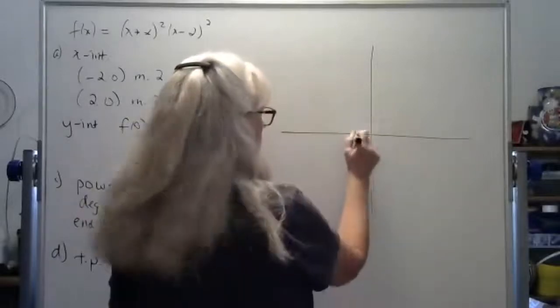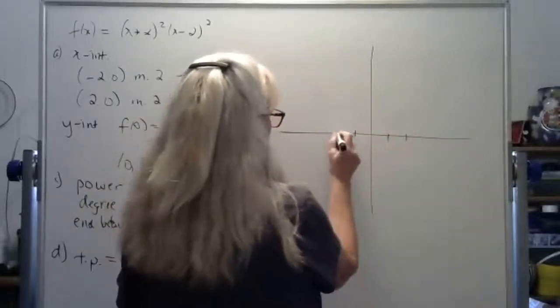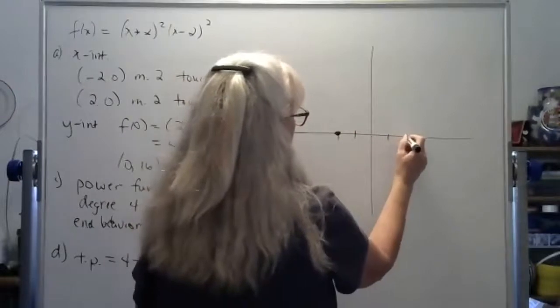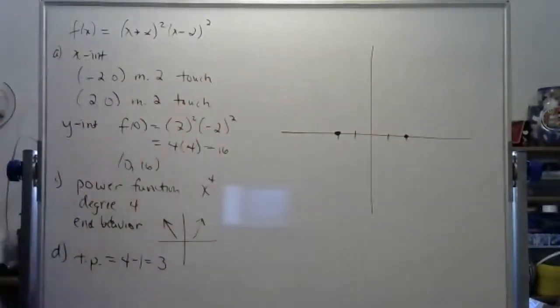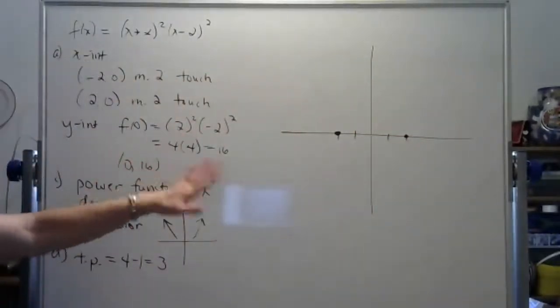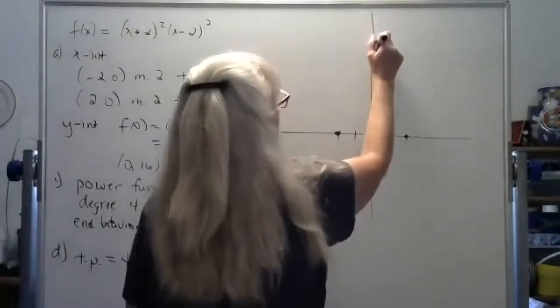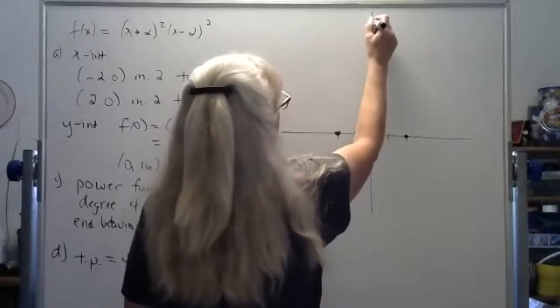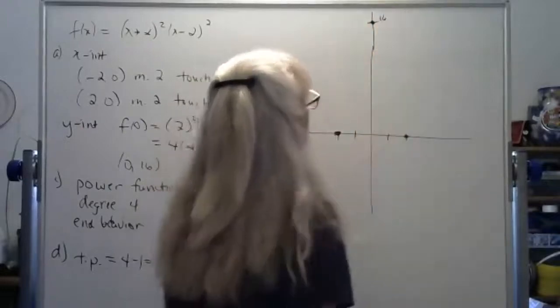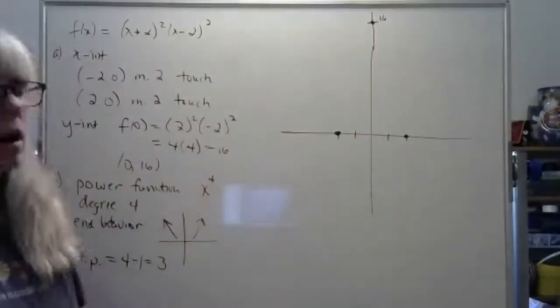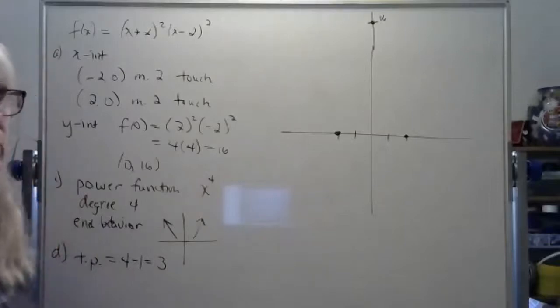So we have -2 and a +2. There's my 2 x-intercepts. My y-intercept is way up there at 16. So again, what I can do literally on the board is just make a point and mark it at 16. You will have a grid on the homework to be able to plot it.